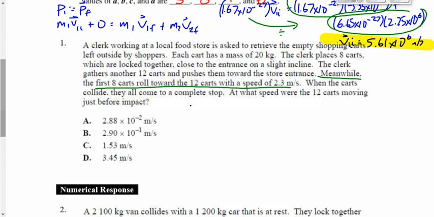So we're going to say M1 is going to be 160 kilograms. That's the mass of 8 of them, right? We're going to say M2 is going to be 240 kilograms. That's the mass of 12 of them. I'm going to say V1I is 2.3 meters per second. So the 8 carts are moving at 2.3 meters per second initially. I'm looking for V2I. And I'm looking for the speed of the 12 carts before the collision takes place.